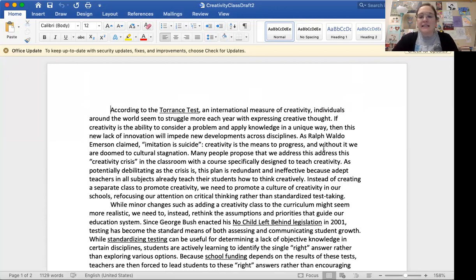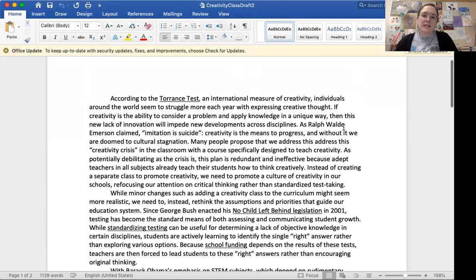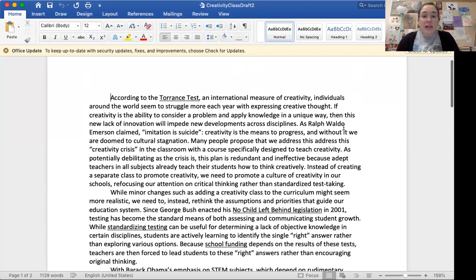So I have this essay we wrote for AP Lang a couple years ago about having a creativity class in school. So it says, according to the Torrance test, an international measure of creativity, individuals around the world seem to struggle more each year with expressing creative thought. If creativity is the ability to consider a problem and apply knowledge in a unique way, then this new lack of innovation will impede new developments across disciplines. As Ralph Waldo Emerson claimed, imitation is suicide. Creativity is the means to progress, and without it, we are doomed to cultural stagnation.